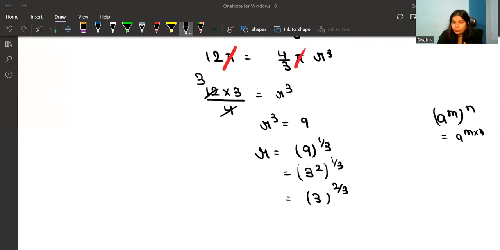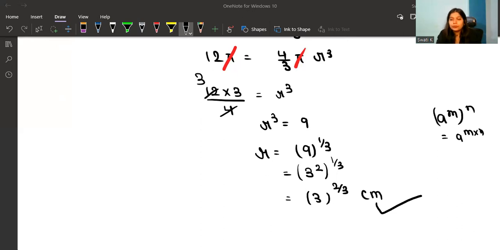Now 3 raised to 2 by 3, of course, I can just keep the answer here only. Or if you want, you can simplify it further. But we will keep the answer here and you can write down that radius is nothing but 3 raised to 2 by 3 centimeter. That's the answer. Okay, so this was a very simple and very straightforward question, just formula based. The next question is also a formula based question. Make sure you are marking here that these questions are 1 mark question.